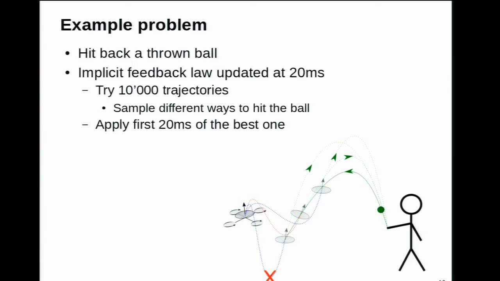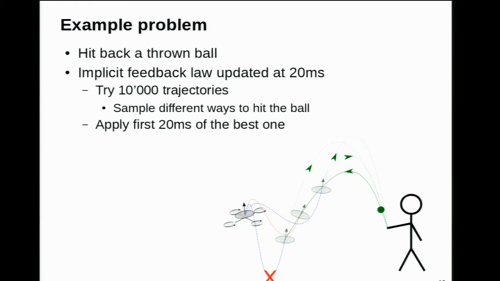Of these 10,000, we will reject the ones that are infeasible with respect to the inputs, the ones that would hit the floor or the walls, etc., and we would keep the one that is the least aggressive in the sense of the jerk squared. Of this, we apply 20 milliseconds. 20 milliseconds later, we have more information about where everything is, and we can rerun this entire algorithm. So it's very much like MPC.